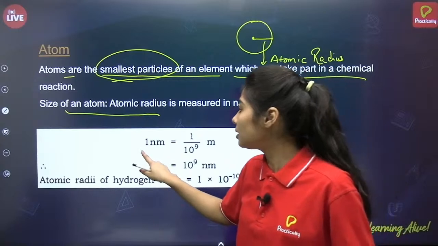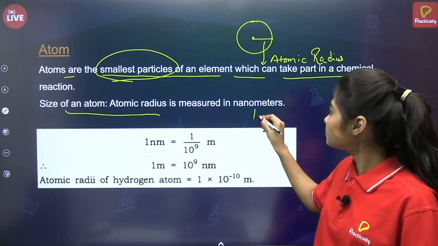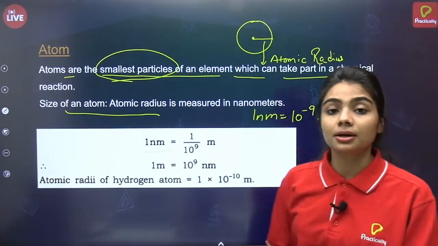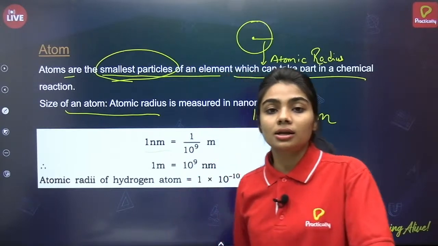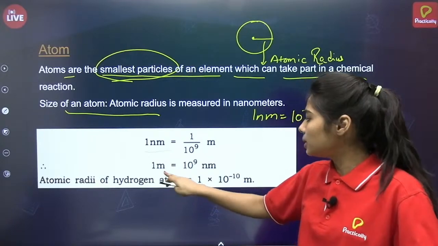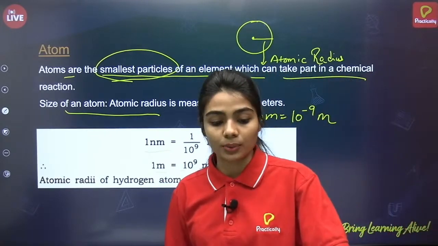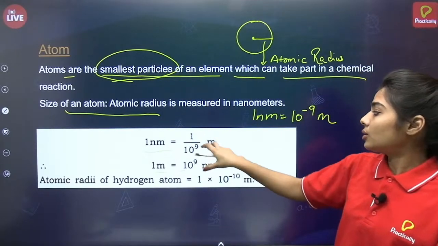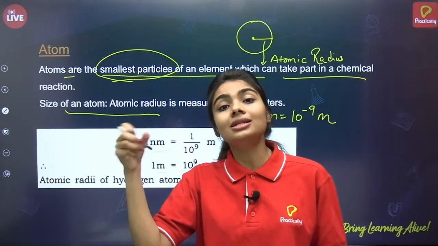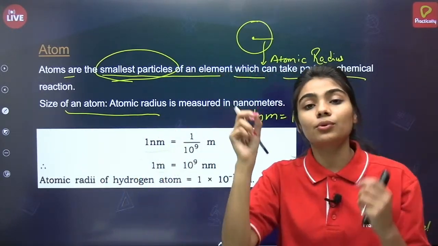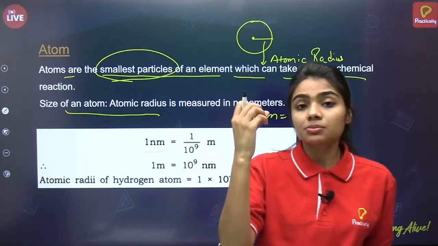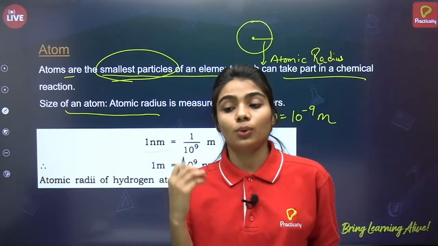And what is a nanometer? If I talk about 1 nanometer, how many meters is it? 10 to the power minus 9 meter. So 1 nanometer is equal to 10^-9 meter, or the opposite, 1 meter is equal to 10^9 nanometers. 10^-9 means we have to put 9 zeros before the 1 after the decimal. That means a very small value. That much is the radius.